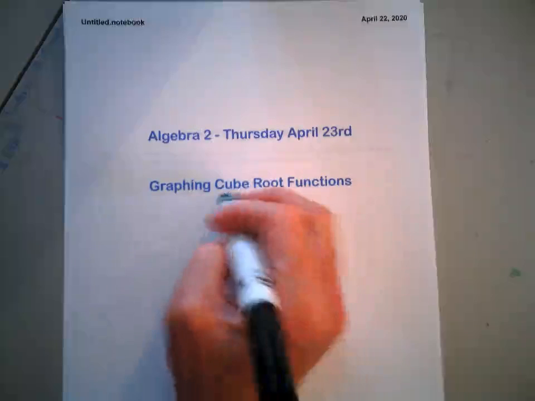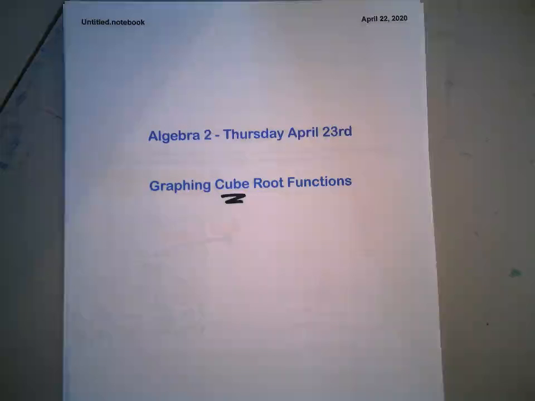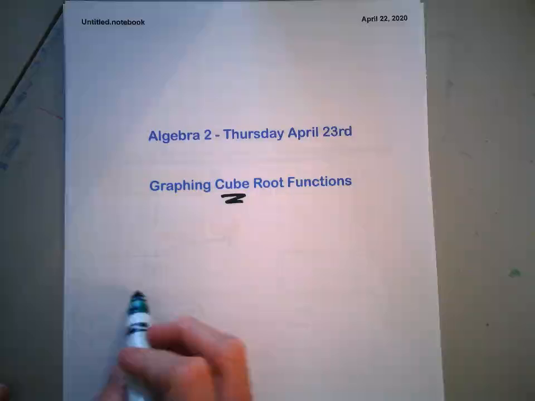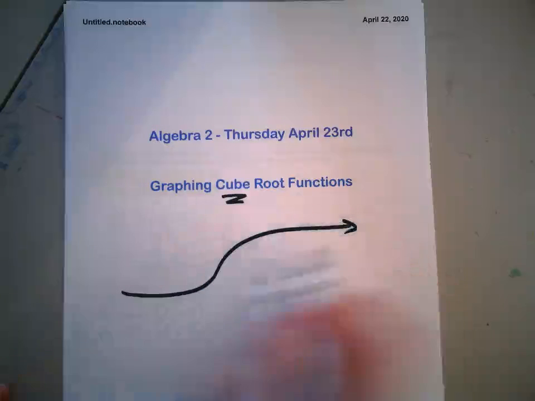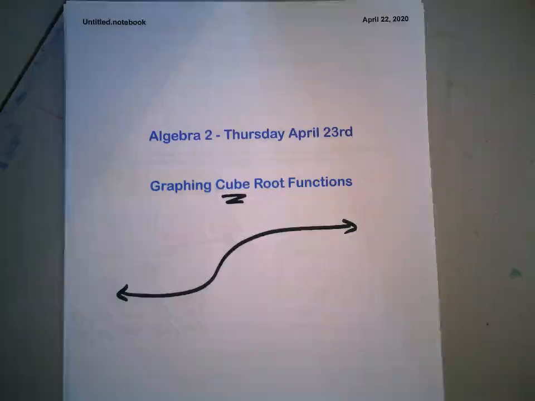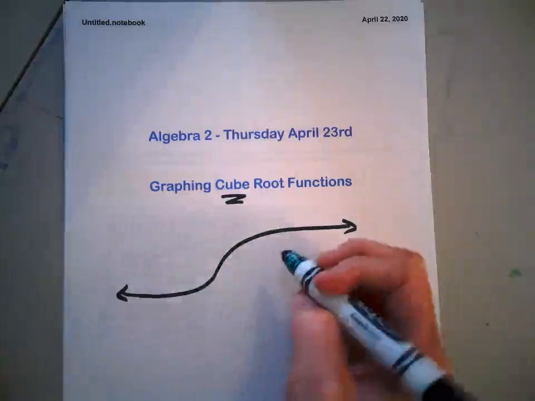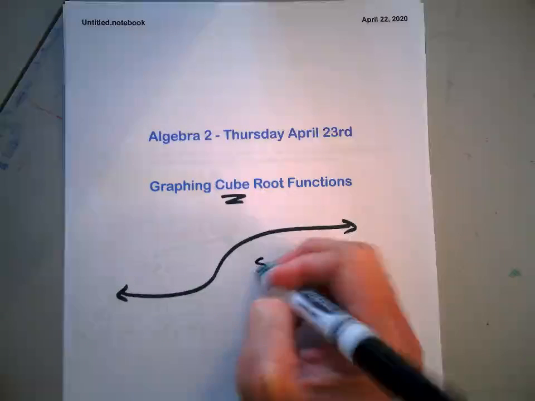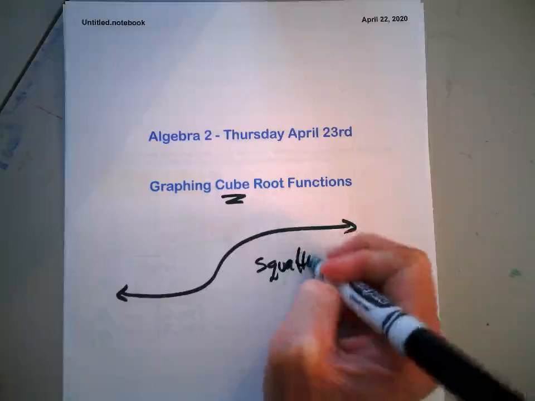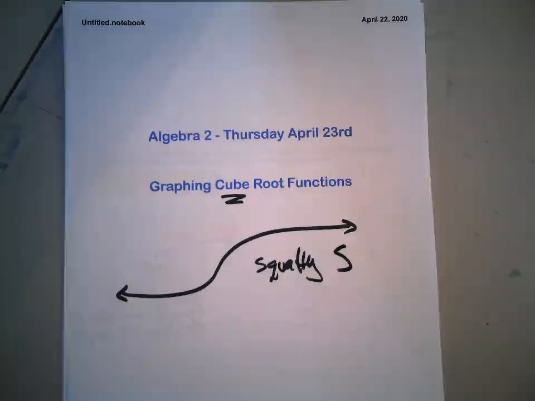Today we're going to graph cube roots, which are very similar to what we did on Wednesday, the graphing of square roots. Today our graph is going to look like this. This is what the basic parent function looks like. So it's kind of like a squatty S. Okay, so it's an S that's been kind of shortened.